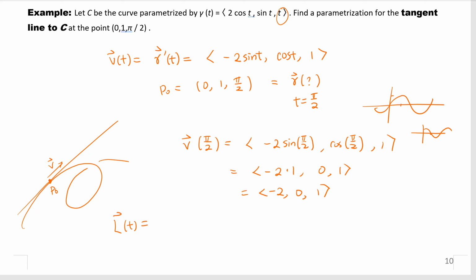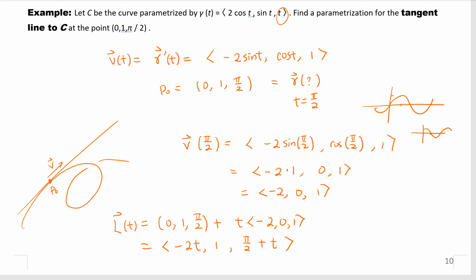So with the direction and with the point on the line, we can define the line equation. Because we already used gamma to denote the curve, now let's use L to denote the line. The parameterization for the line is the point plus t times the direction. So 0 plus t times minus 2, so we have minus 2t. 1 plus t times 0 is just 1, and then we have pi over 2 plus t times 1, so pi over 2 plus t. Okay, so this is the parameterization for the tangent line.